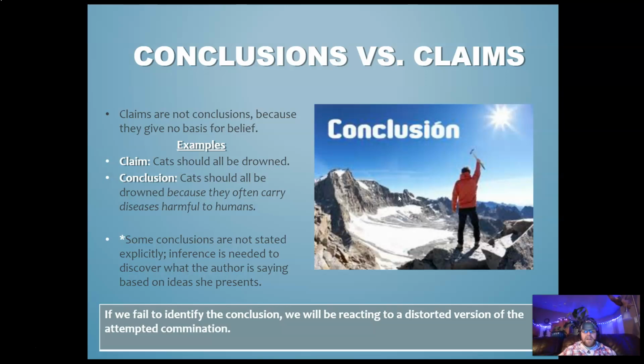Again, just like issues, some conclusions are not stated explicitly. There are reasons for that. Sometimes an author has a controversial issue and they don't want to state it explicitly, but those who really look closely can probably draw out what they're trying to say. But this is another thing: if you don't know the issue, you can't make a fair reaction. If you don't know what an author's conclusion is, you're going to make an unfair reaction.